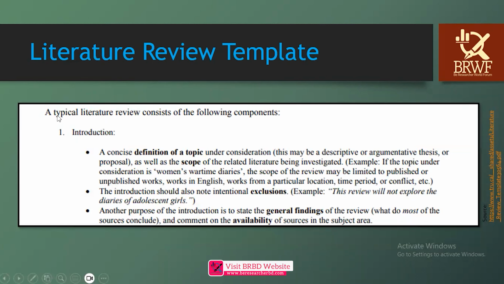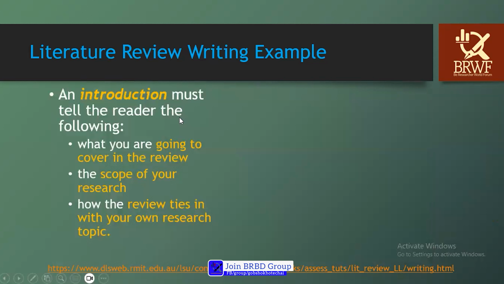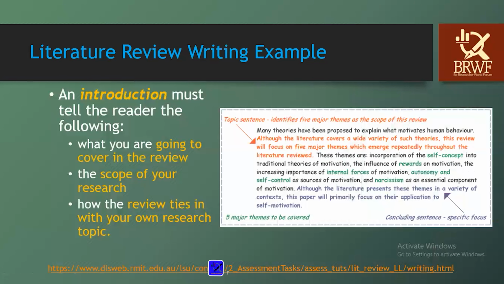Again, the same thing. A typical literature review considers the following components, like introduction. In the introduction, what you have to write, I already mentioned. You can go over it. Then there will be the main body, and conclusion, references. Also, in the conclusion, they summarize the findings and criticism, everything. Let's see by examples what we should write in each part.